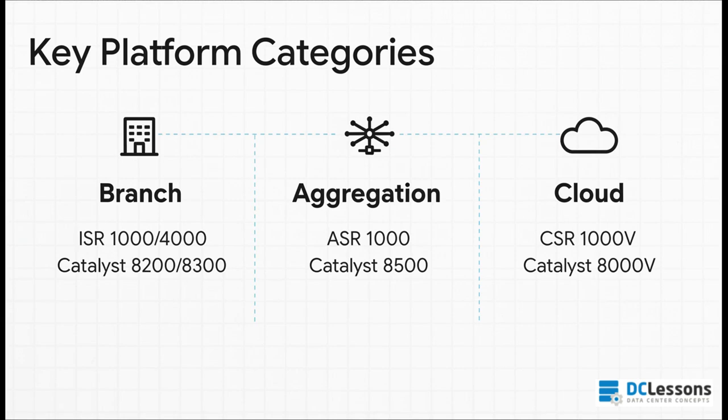In the branch, you've got a whole range of options, from the ISR 1000s and 4000s to the newer Catalyst 8200s and 8300s. These can handle anything from a tiny home office to a massive branch. For the big aggregation sites, the real workhorses are the ASR 1000 and the beastly Catalyst 8500. These things are built to handle thousands of connections. And then for the cloud, you've got virtual routers like the CSR 1000V and Catalyst 8000V that you can spin up right inside AWS or Azure to bring your cloud environments right into your network fabric.